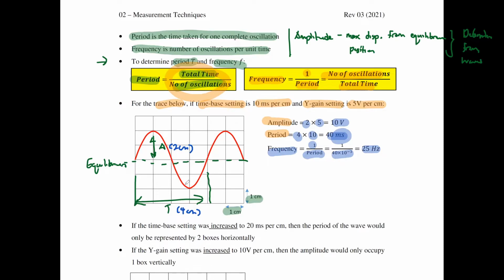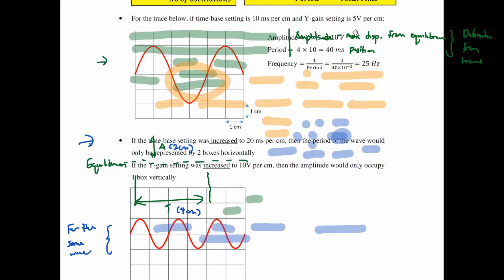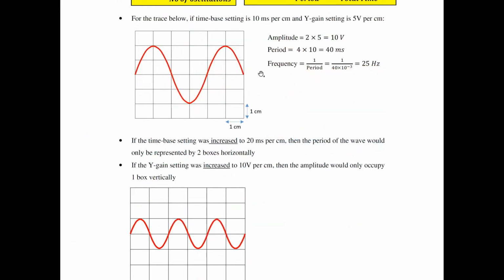So right now, if I tell you, for the same wave as before, the ones that you're seeing right over here, if you increase the time-based setting to 20 milliseconds per centimeter, double that of the previous value, the period of the wave would now be 2 boxes only. What I mean by that is this. Maybe I better just clear this one off. If the time-based setting was increased to 20 milliseconds per centimeter, the period is now represented by 2 boxes horizontally.